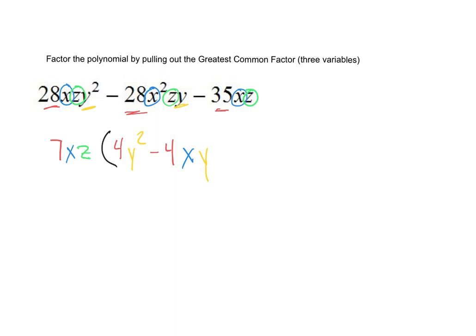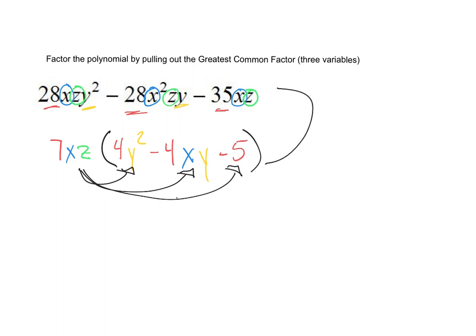Negative 35 divided by 7 is equal to negative 5. There is one x and one z that I factor out. So this is what's left over. Again, remember, you can always check your work to see if you did it correctly by multiplying it out. So if I were to distribute this into each term, I would end up back at my original polynomial.